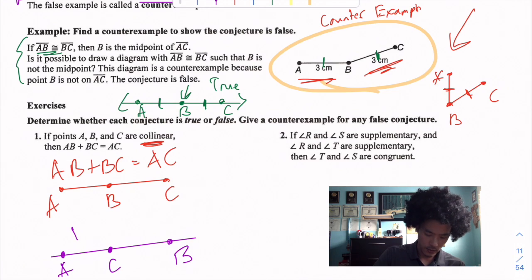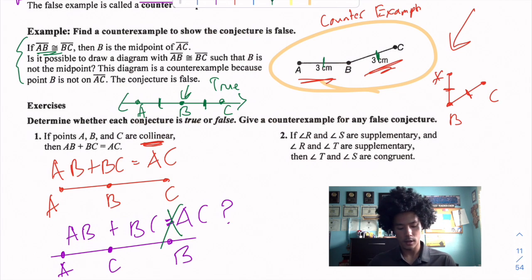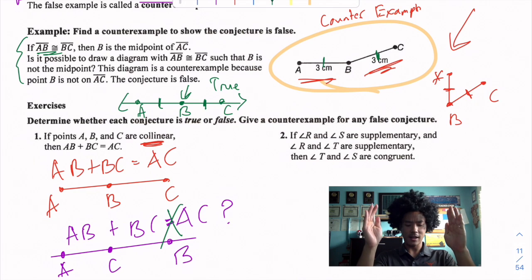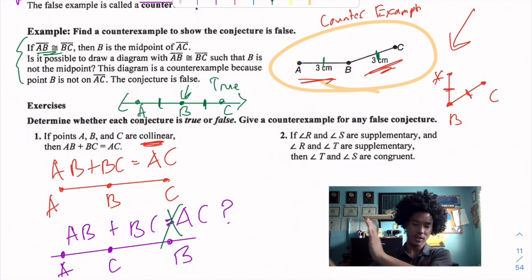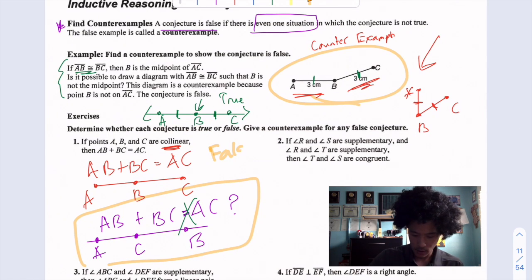So in this case, would this be true? AB plus BC equals AC? Is that true? The answer is hell no, it's not. That wouldn't make sense, right? Because AB is a big chunk, and then you add BC to that big chunk. It can't equal something smaller, right? That doesn't make sense. So this is your counterexample here. So it's false. This is your counterexample.